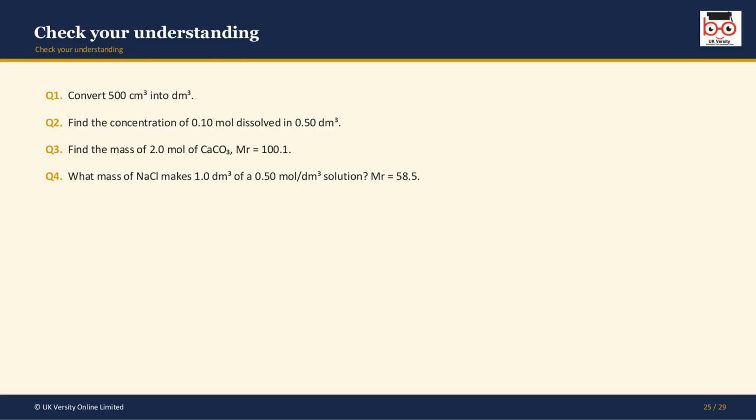Another check for you. First, convert 500 cubic centimeters into dm³. Second, find the concentration of 0.10 moles dissolved in 0.50 dm³. Third, find the mass of 2.0 moles of calcium carbonate, Mr 100.1. And fourth, what mass of sodium chloride makes 1.0 dm³ of a 0.50 moles per dm³ solution, Mr 58.5? Work them through carefully.